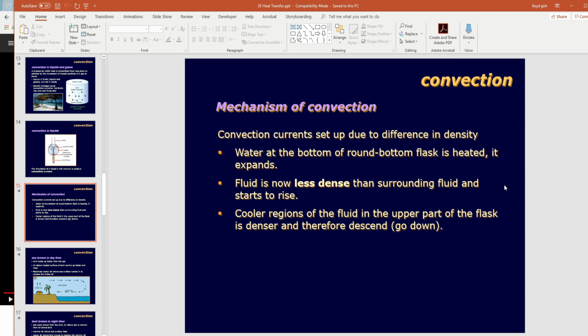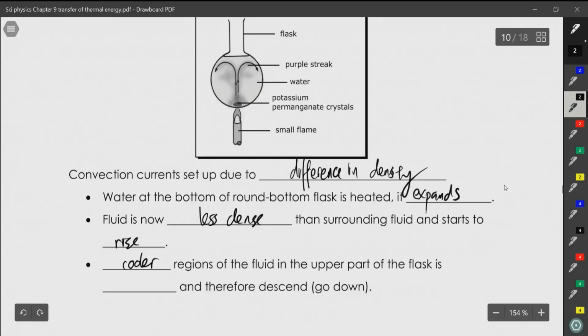If you write it down, it will look like this. Now the idea is really about density. Let's just go back.